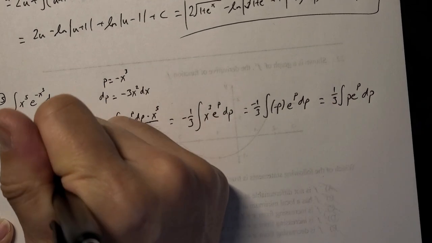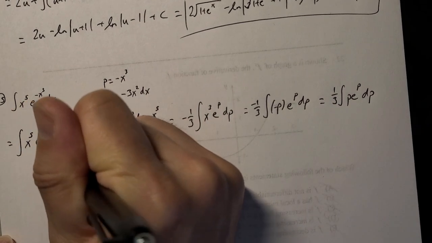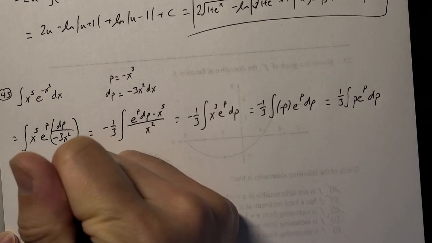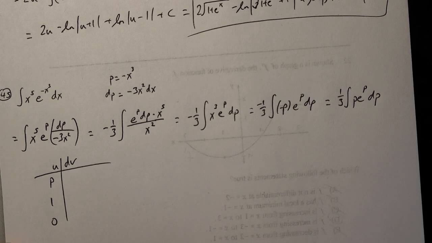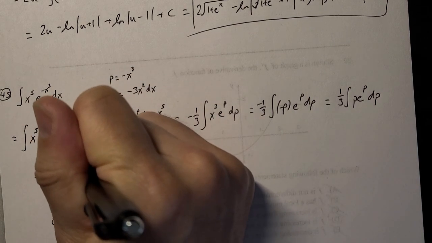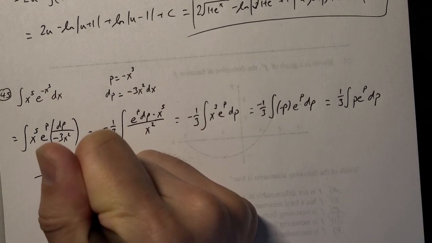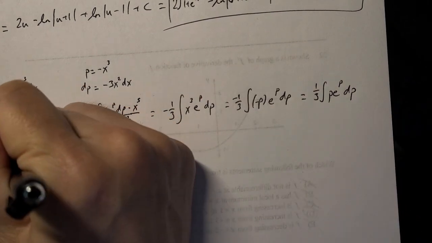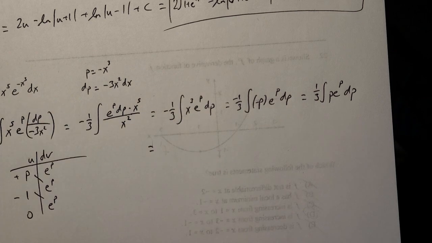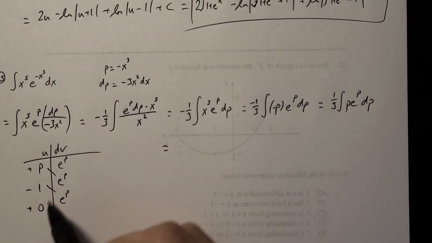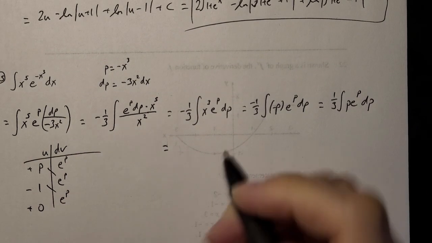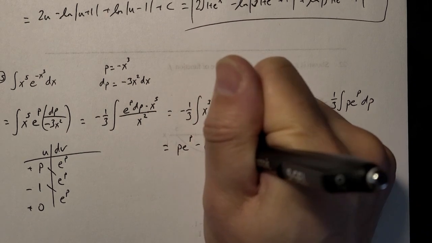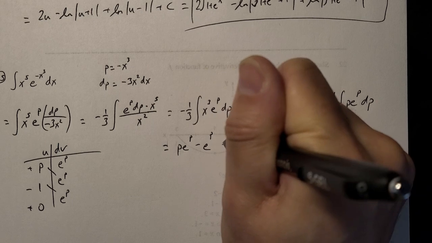Okay, so let me do the tabular method for integration by parts. I want p to be my u. We're going to differentiate it until we get to 0. And then e to the p is left. We integrate it just as many times. So our integral is equal to, remember, plus, minus, plus. We start from plus, let me alternate, and then we go diagonally. So it'll be p e to the p minus e to the p plus c.